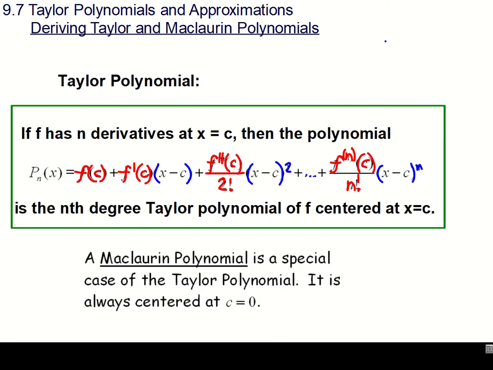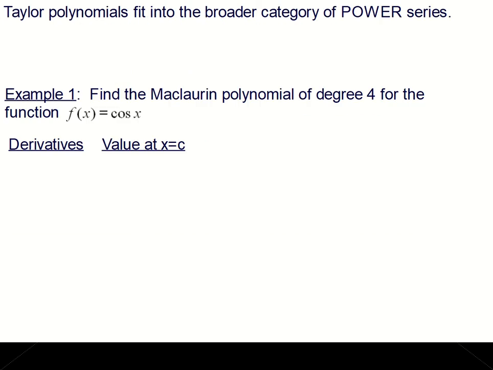A Maclaurin polynomial, which you will also see on your AP test, you'll see those words, is just a special case of a Taylor polynomial that's centered at c equals 0. So it's just a fancy way of saying that the center is going to be x equals 0 if it says Maclaurin polynomial. Taylor polynomials fit into the broader category of a power series.